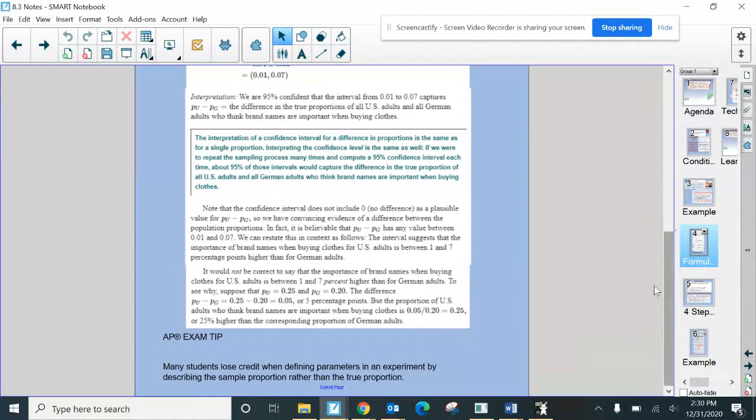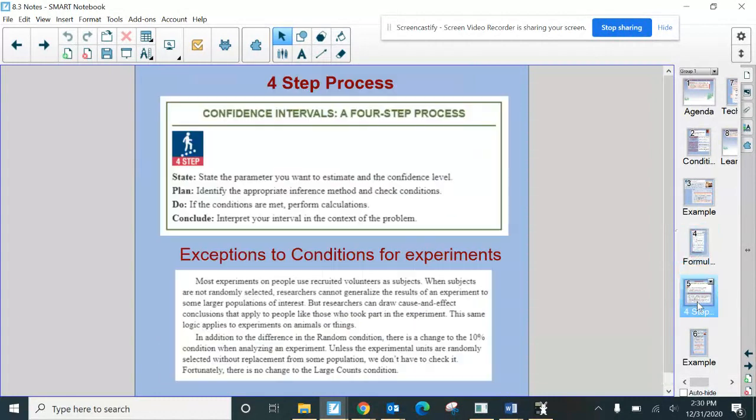Okay, so just like before, we're going to want to follow our 4-step process when we are asked to do this. So we'll want to state the parameter we're estimating and the confidence level at which we're doing it. We will want to plan and check the conditions in that plan step, after we identify the method that we're using. In the do step, we want to go ahead and perform the calculations, and then conclude to interpret.